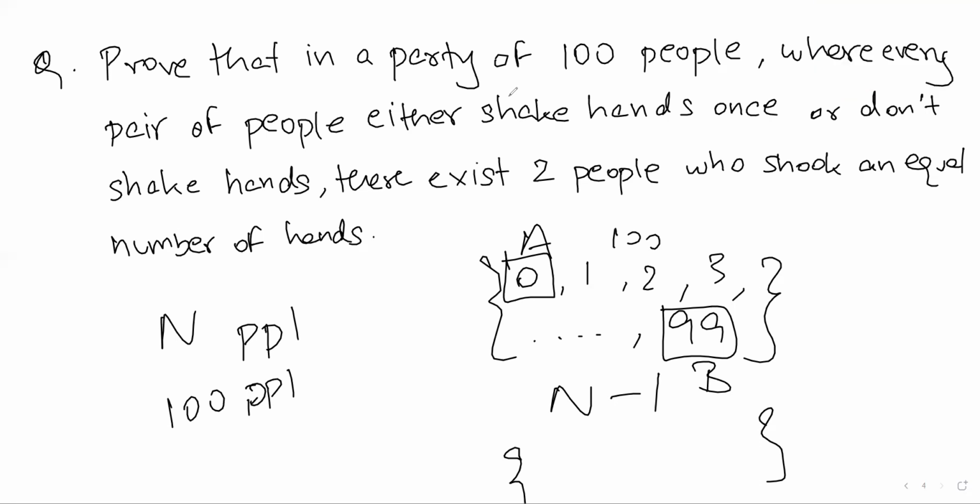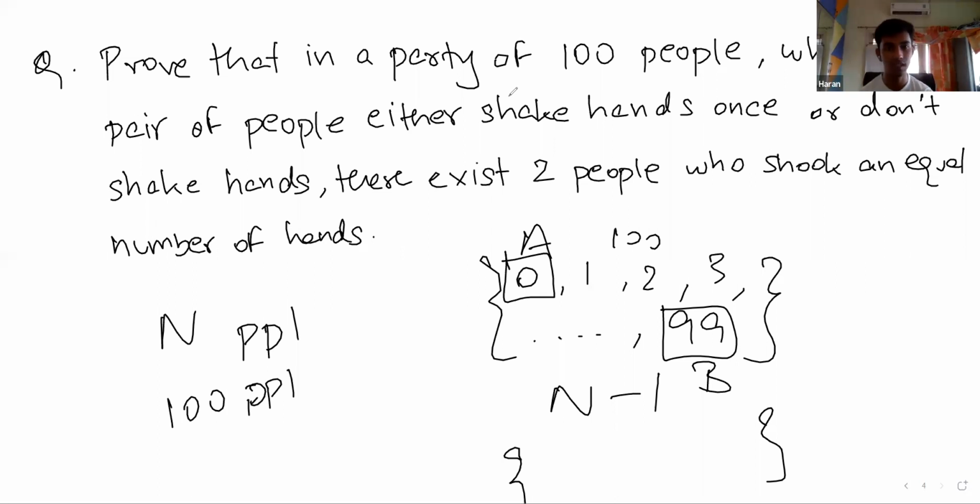Then you ask, how many numbers are there in the set? There are 100 numbers. But not all of these 100 are possible. It's not possible that one person shook 0 hands and another person shook 99 hands. Because 0 handshakes means this person shook hands with nobody, but 99 handshakes means the other person shook hands with everyone else. So it implies that these two people both shook hands and did not shake hands. It's not possible that both are true.